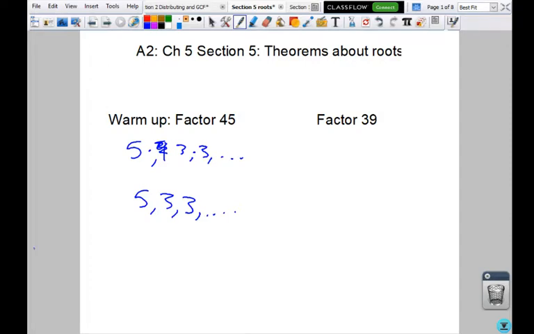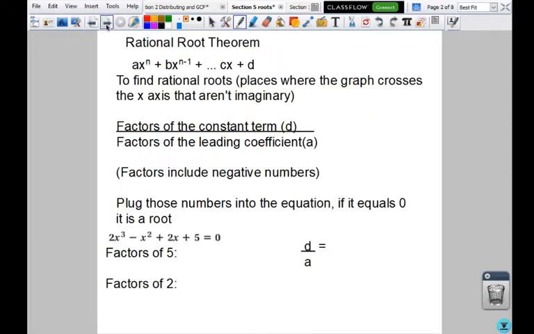Alright, so what we're going to be learning today is called the rational root theorem. And I'm going to try to go through and explain it. It's probably going to be confusing, but then we're going to do an example and it's probably going to get a little less confusing. So give it a little bit of time if you're not sure how it works. So we're going to use the rational root theorem to find rational roots, which are places where our graph crosses the x-axis that aren't imaginary. That's what we're going to work on.